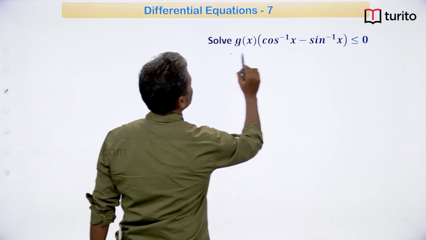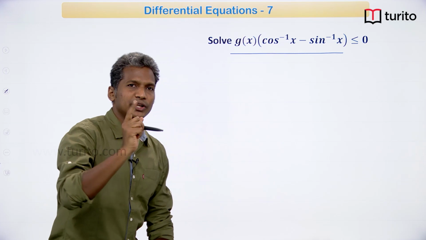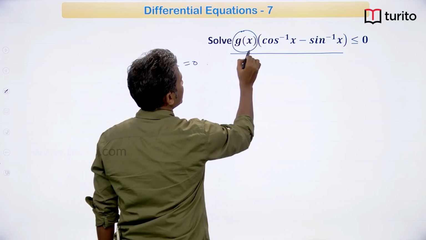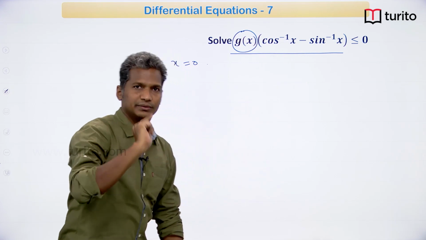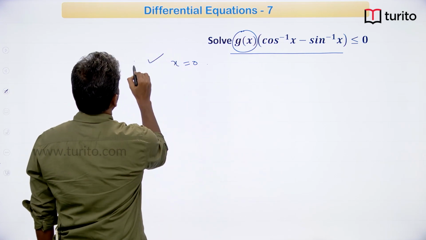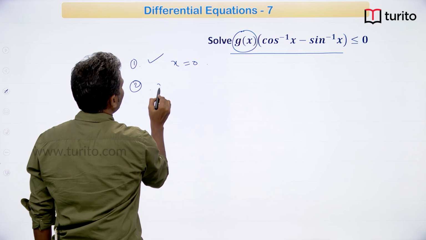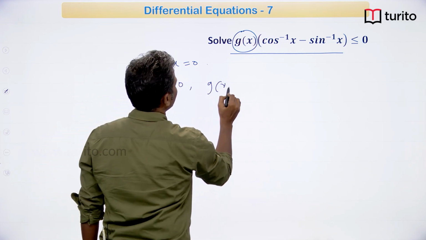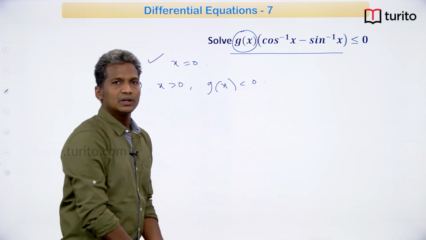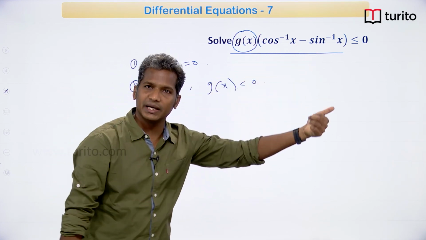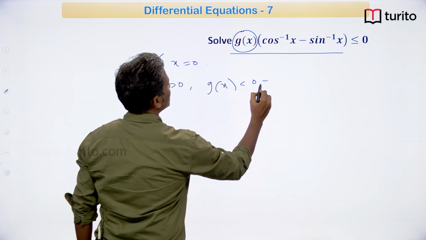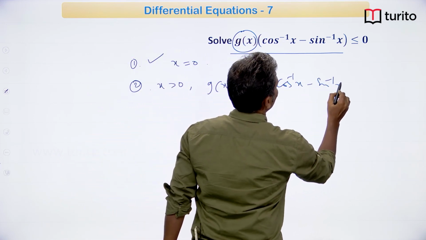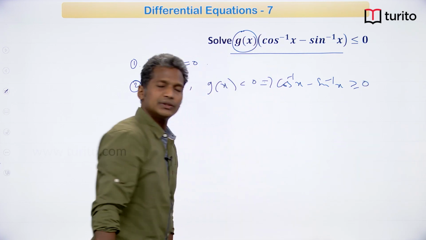Here we have to solve this inequation. But we know that at x equal to 0, g of x is 0. So that could be one solution. Okay. Now next case, if x is greater than 0, then g of x is definitely less than 0 and we want the overall product to be less than or equal to 0. So hence this implies that cos inverse x minus sin inverse x must be greater than or equal to 0.